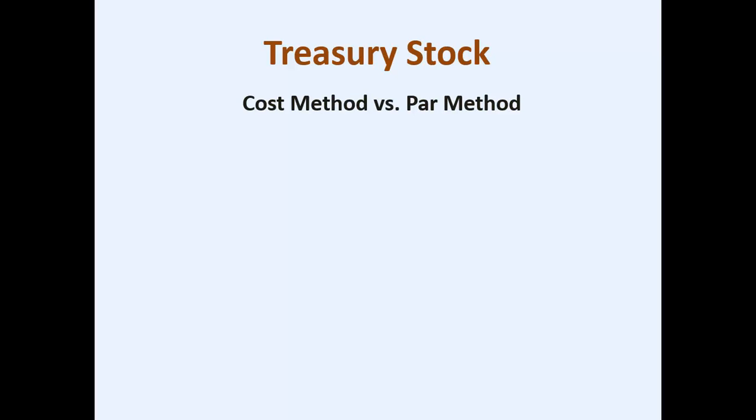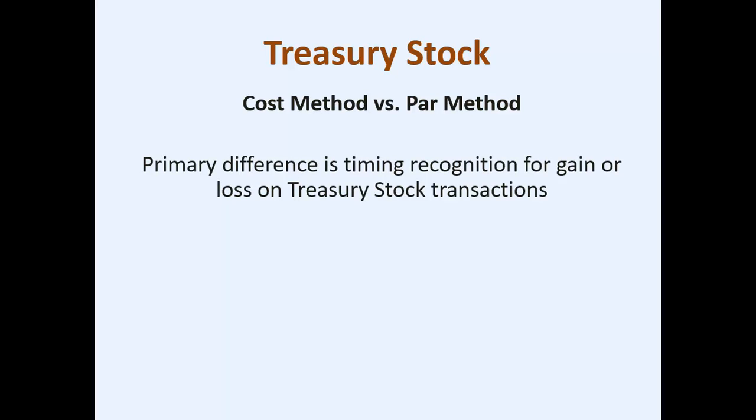So now talking about the cost method or the PAR method. The primary difference will be the timing and recognition for any gain or loss on treasury stock transactions.